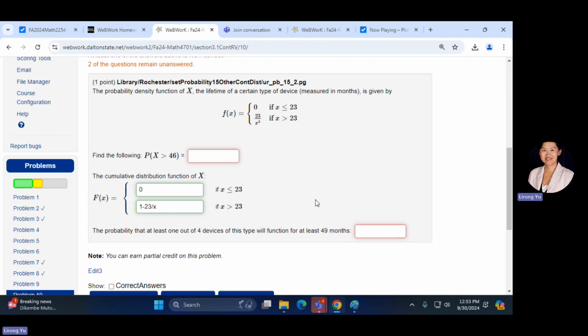For example, if you're going to calculate the probability x is bigger than 46, the cumulative distribution function gives you the probability to be lower than a certain number. So if you plug in 46 over here, you'll get 1 minus 23 over 46. That's the probability to be below 46. To be higher than 46, you do 1 minus that, which will cancel the 1 minus part. So the answer here will be 23 over 46.